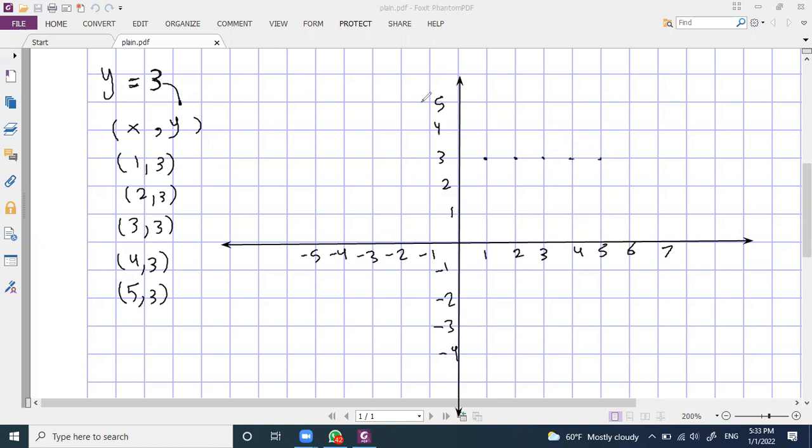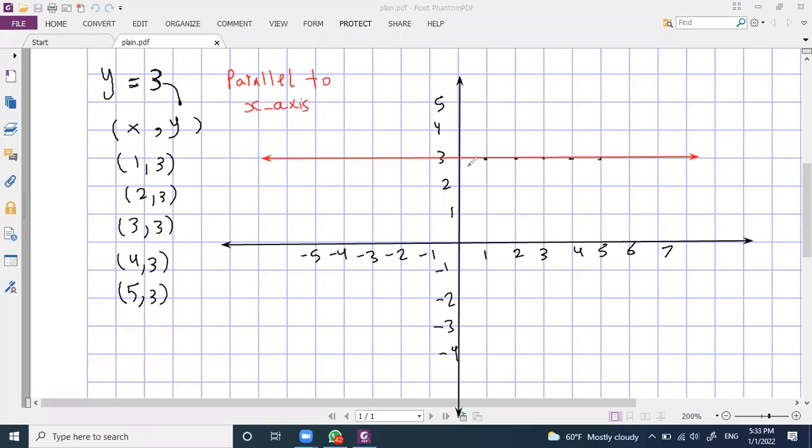What do you observe? We observe that all points are linear. And when we graph the relation y equals 3, we will get a straight line. This straight line is parallel to what, Alia? Parallel to the x-axis, that's right.